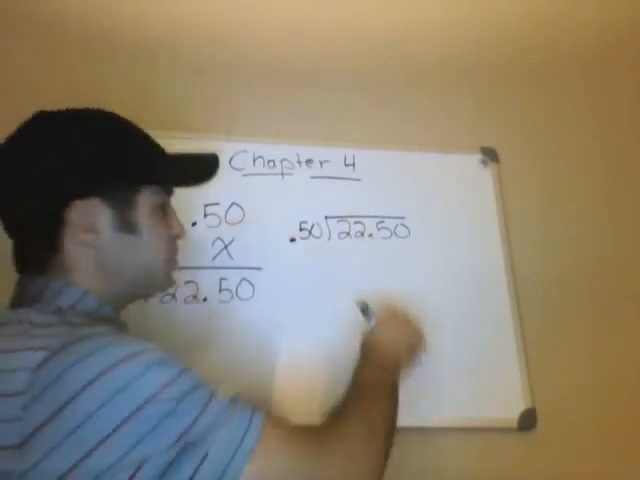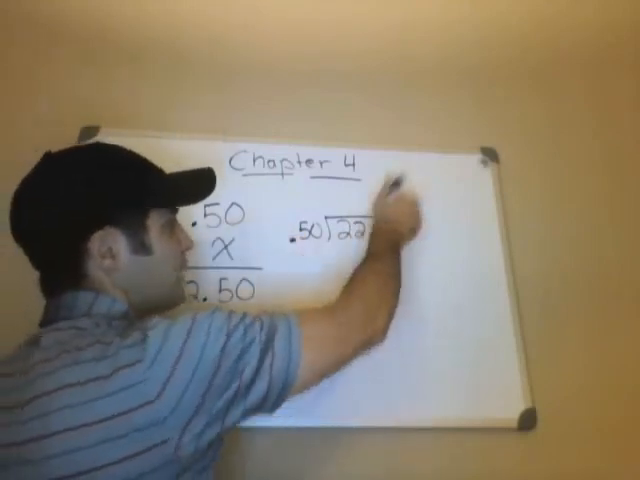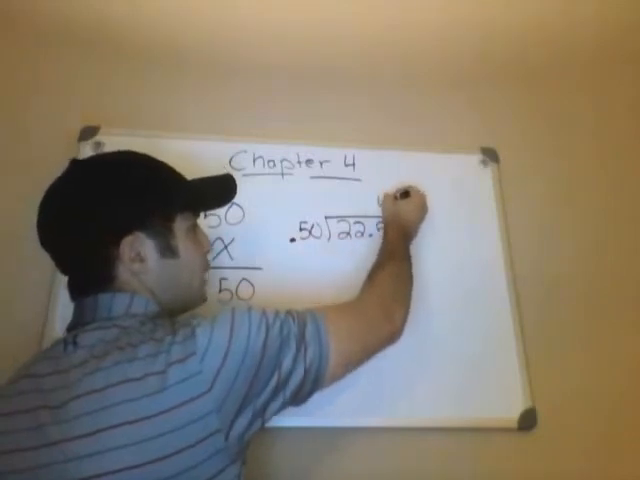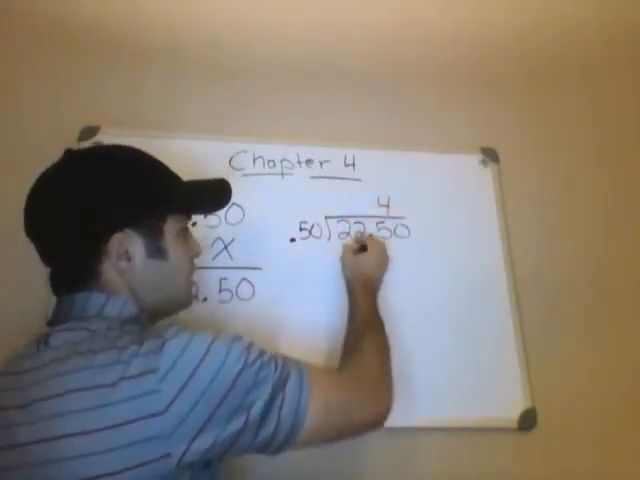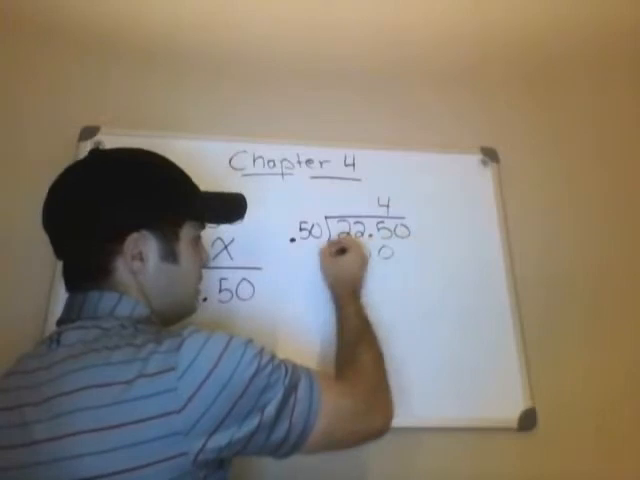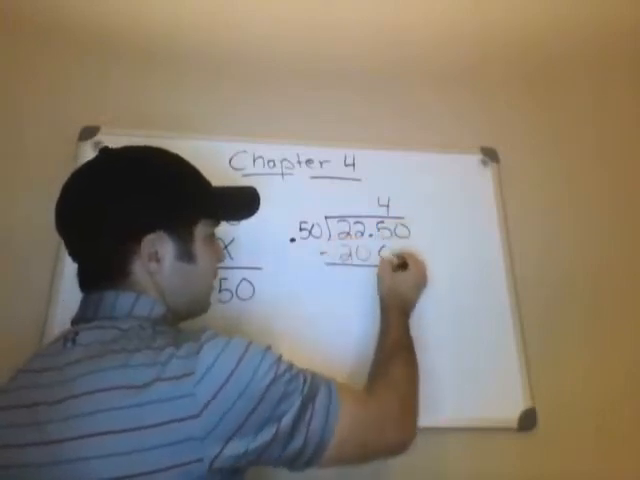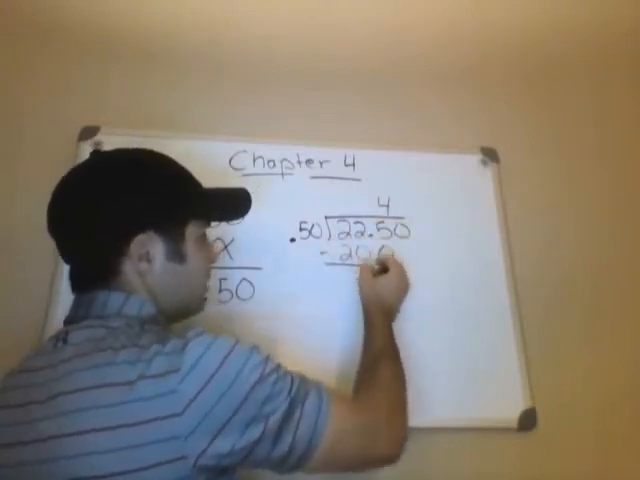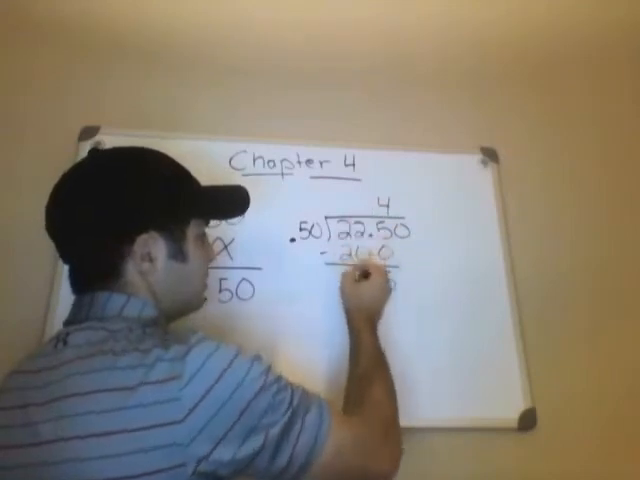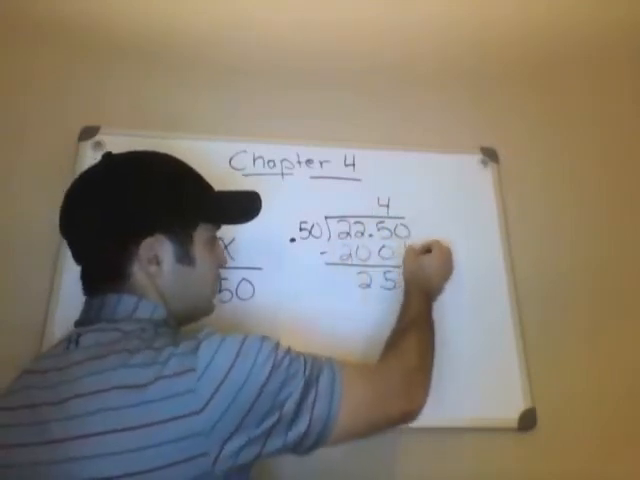Don't think about the decimals at first. 50 will go into 225 about 4 times. 4 times 50 is 200. Subtract. 5 minus 0 is 5. 2 minus 0 is 2. 2 minus 2 is 0. Bring down your 1.